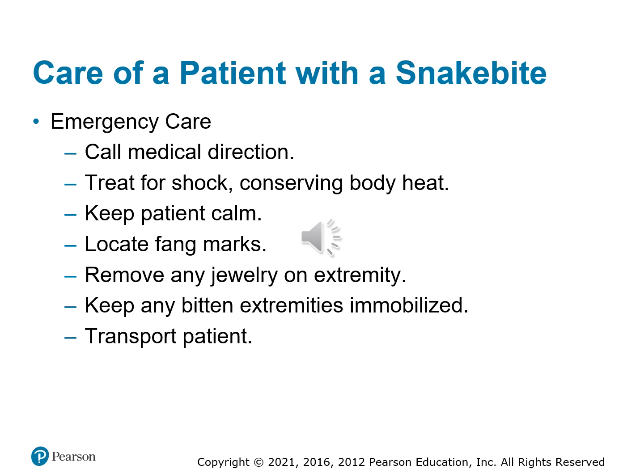Try to locate the fang marks. There may only be one fang mark, even though snakes have two. It just depends on how the snake bit the patient. Remove any jewelry on the extremity if an extremity was bitten. In case there is any swelling, you want to get that off before it swells and becomes constricting on the patient. If it's an extremity, keep any bitten extremity immobilized. It's going to help with pain control, and it's going to help to try to localize the venom and keep it from spreading. And then transport the patient if needed.